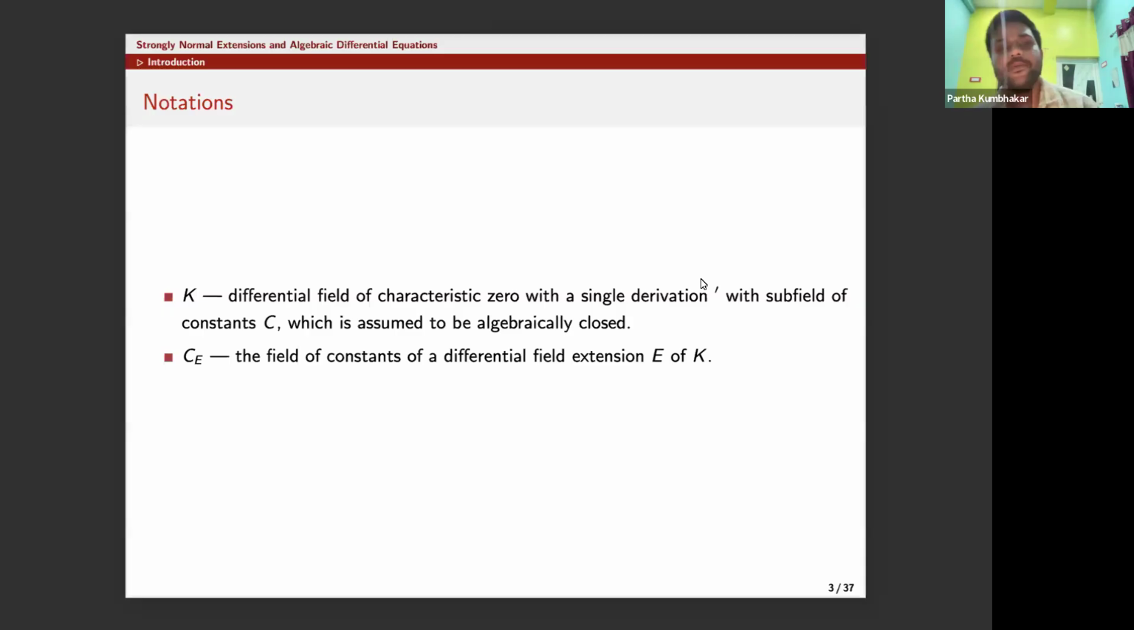Okay, so let's start with some basic notation and some basic definitions. K will be a differential field of characteristic 0 with a single derivation, which I denote by prime, and the subfield of constants of K is C, which is assumed to be algebraically closed. The field of constants of a differential field extension E of K is denoted by C_E.